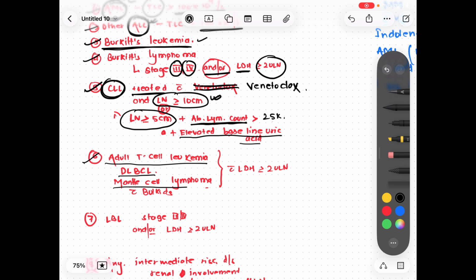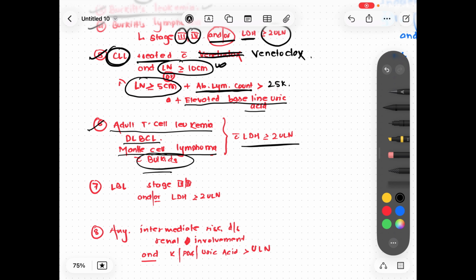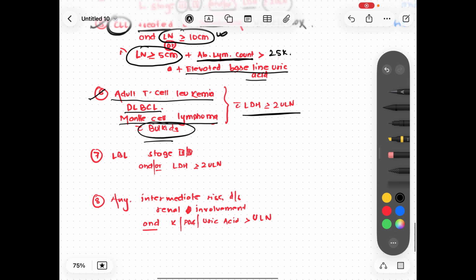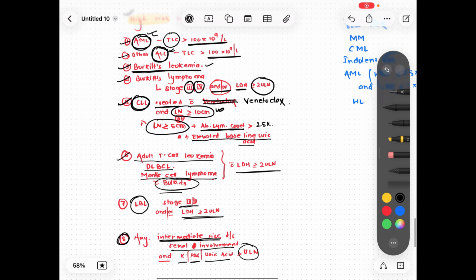Now coming to the sixth one, which is adult T-cell leukemia, DLBCL, mantle cell lymphoma with bulky disease with LDH more than 2 times upper limit of the normal. These are non-Hodgkin lymphoma. And the seventh one is lymphoblastic lymphoma, stage 3 and 4 with LDH more than 2 times upper limit of normal. And any intermediate risk with renal involvement and the potassium, phosphorus or uric acid more than upper limit of the normal. So we'll revise once more.